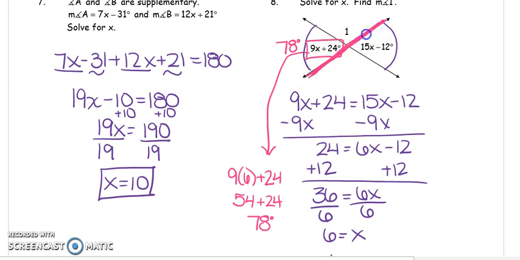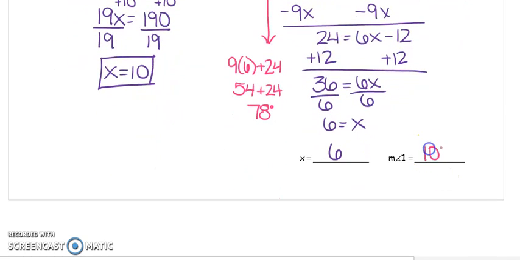Keep in mind that those two angles there, they add up to 180 degrees. So I can say 180 minus 78, and I will see that angle 1 is 102 degrees.